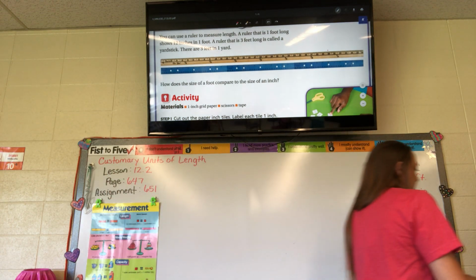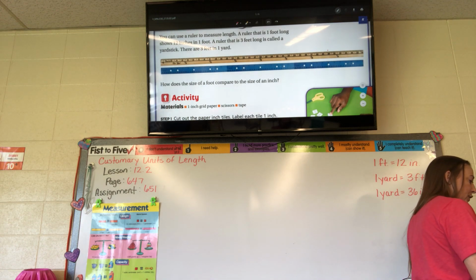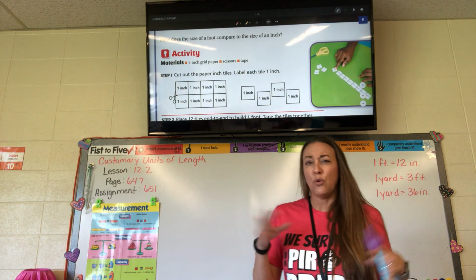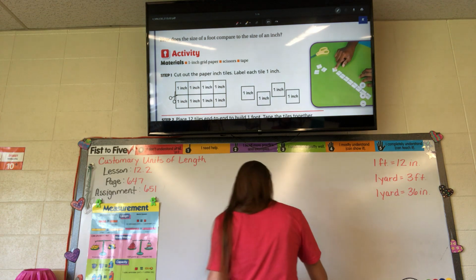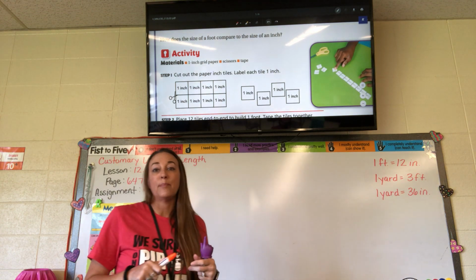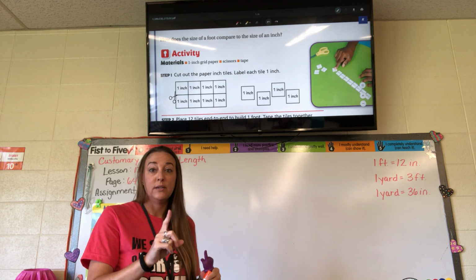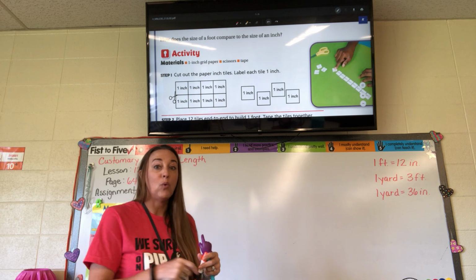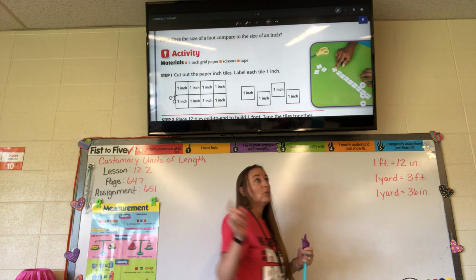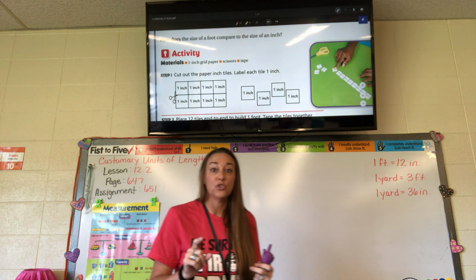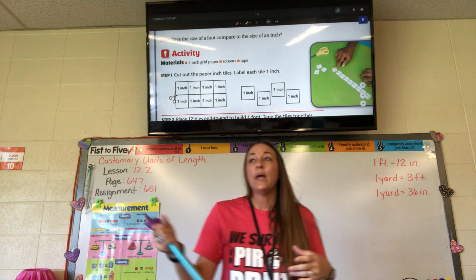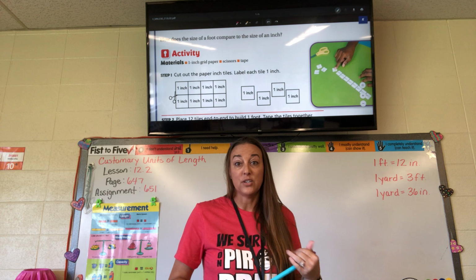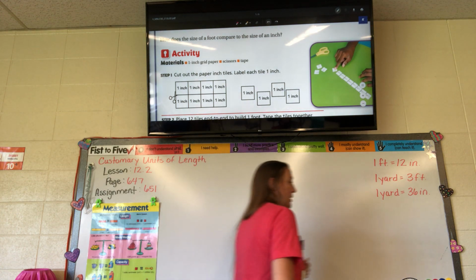Okay, so how does the size of a foot compare to the size of an inch? Well, we're not going to do the whole cut thing right now, but what we are going to talk about is that 1 foot is 12 times the size of 1 inch, because there's 12 inches in a foot. And the way that we are going to do measurement a lot is using equivalent fractions. It's actually pretty cool. So let's get to it.